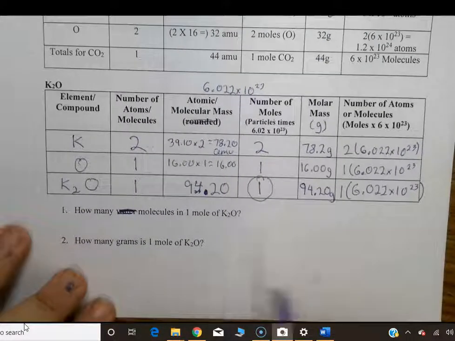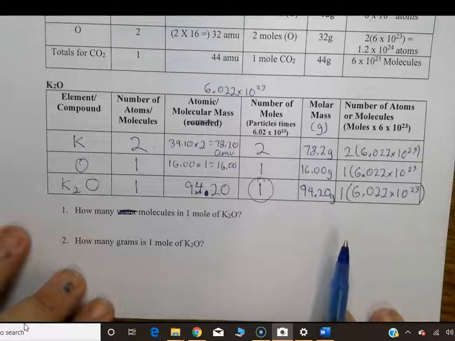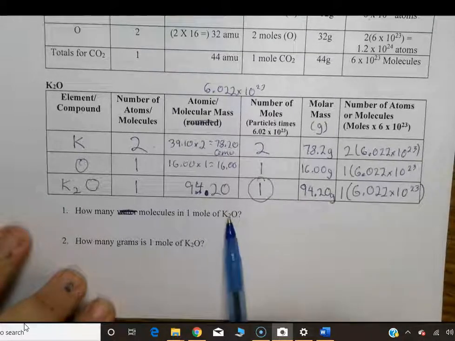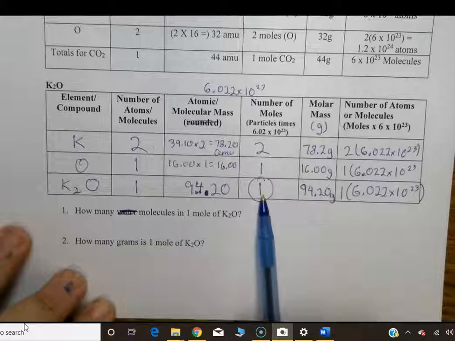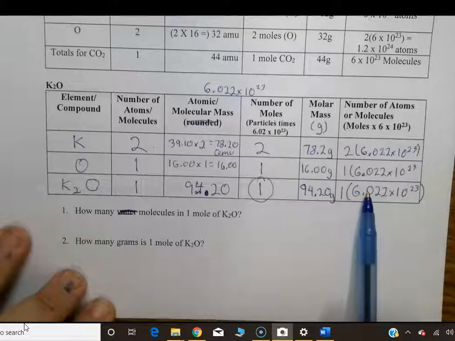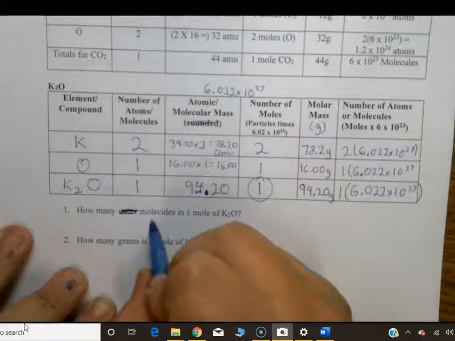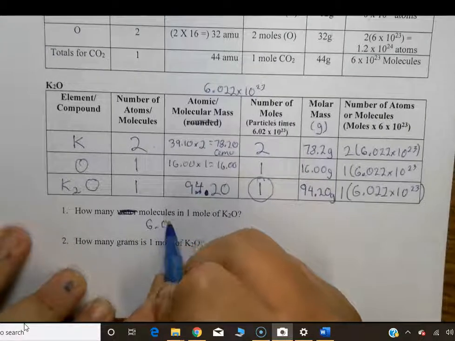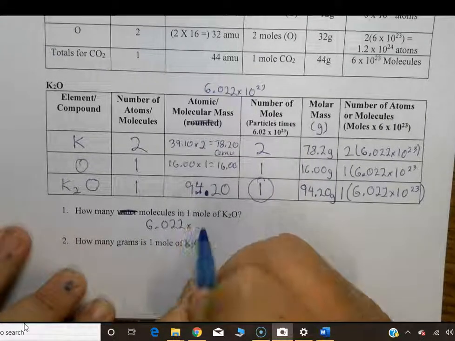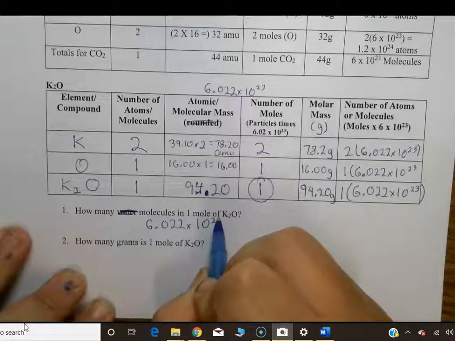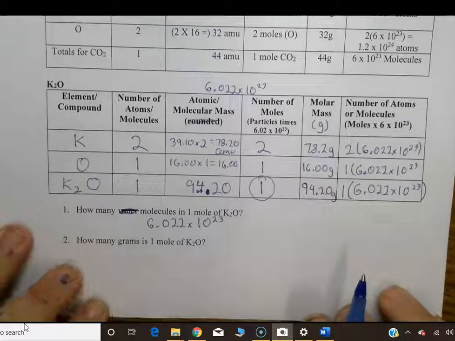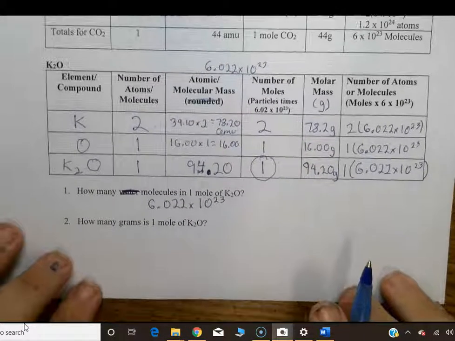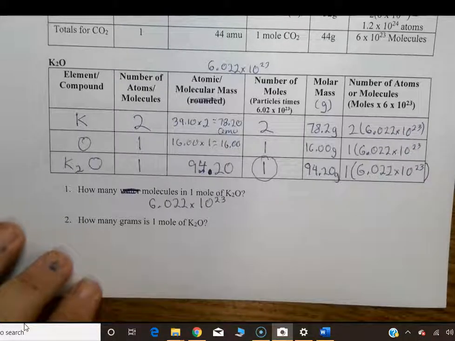All right, so let's answer these questions. How many molecules in 1 mole of K2O? So here it is, 1 mole, and over here is the number of molecules. 1 mole of anything has 6.022, that's Avogadro's number, that's a mole, times 10 to the 23rd. Normally I want you to write these out as complete sentences, but this is a fairly long assignment, so I'll let you get away with just some short answers.